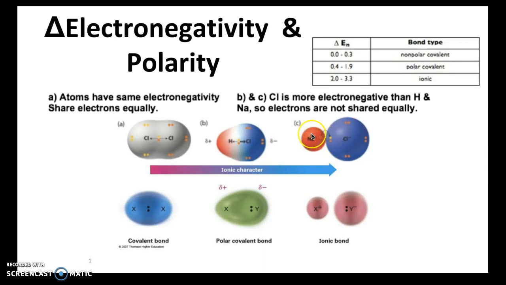The last example, if you have an extreme case where you have sodium, which is much less electronegative than chlorine, chlorine is so much stronger than sodium, it's going to rip the electrons away from it. And that's how we get an ionic bond. So an ionic bond is more like an extreme polar bond where they separate because the more electronegative atom just rips the electrons away.